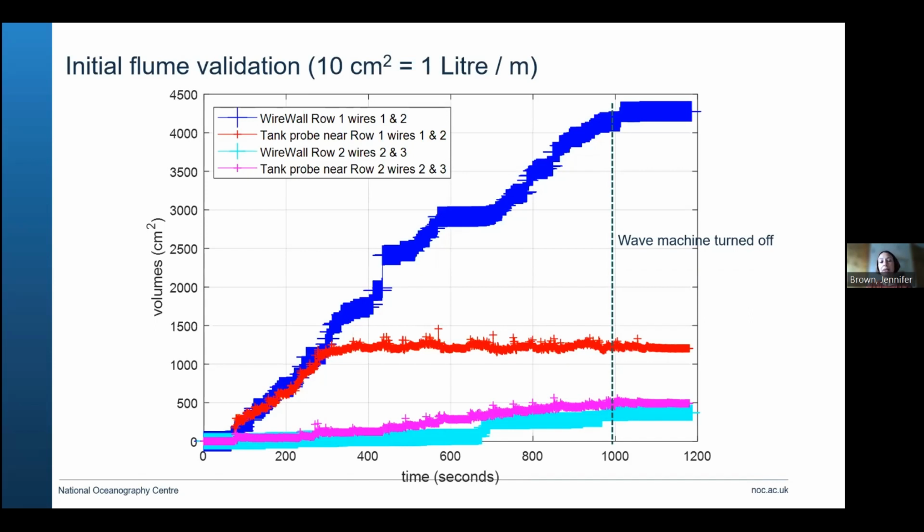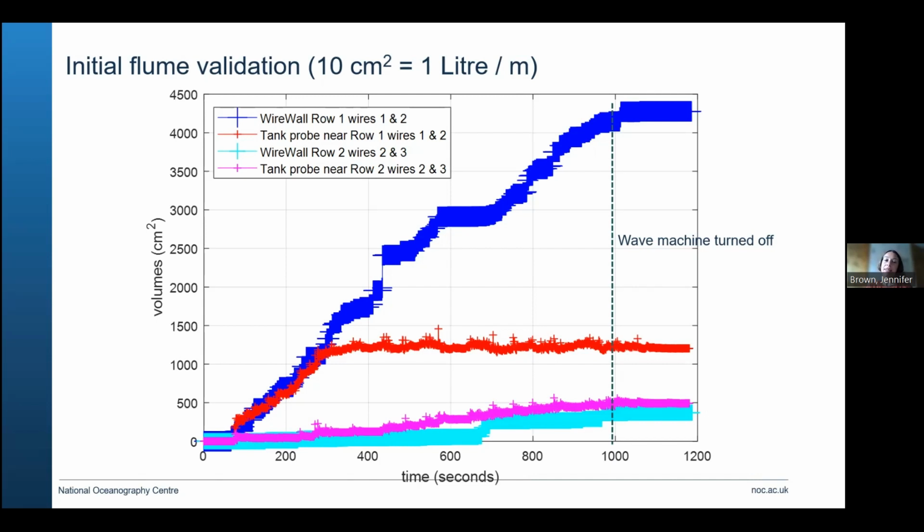So this slide is just showing some of the results. What happens is the blue line and the cyan coloured line are the wire wall data, and the red line and the magenta are the tank data underneath the wires. The blue and the red are the data close to the seawall, collecting high volumes of water going over, and the cyan and the magenta are set further inland, so they receive less water. So that's why the graph lines on the blue and the red are very steep, and the graph lines for the magenta and the cyan are much flatter gradients.